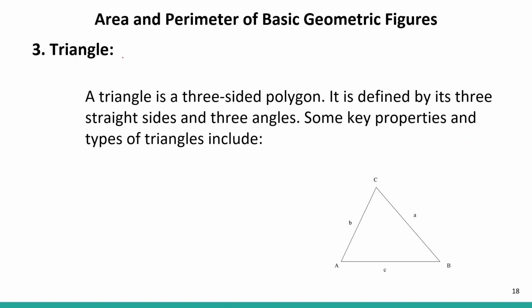So let's see the properties of a rectangle and what a rectangle is. A rectangle is a three-sided polygon. Basically, it is a polygon, but it has only three sides. It is defined by its three straight sides and three angles. As you can see here, we have three angles right here. Some key properties and types of triangle include what?